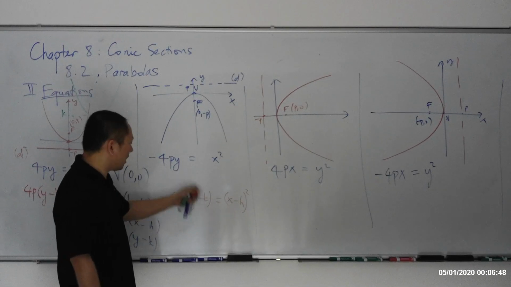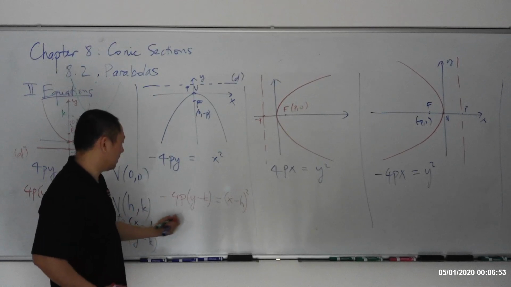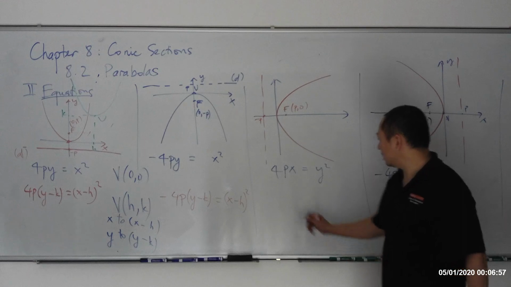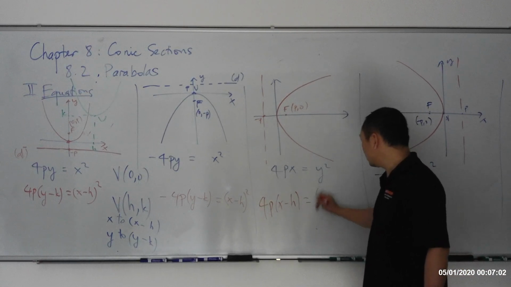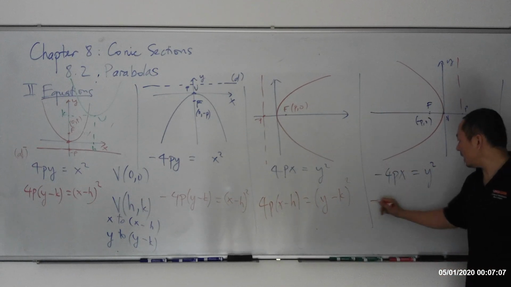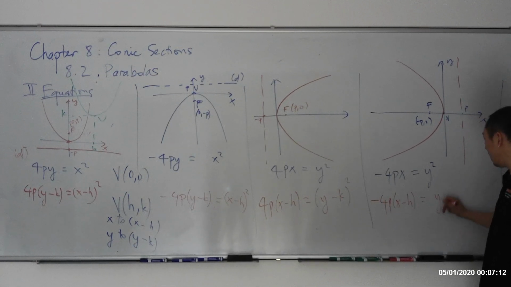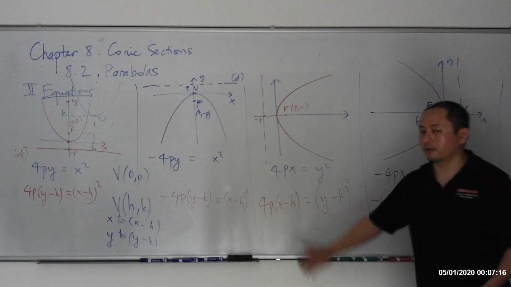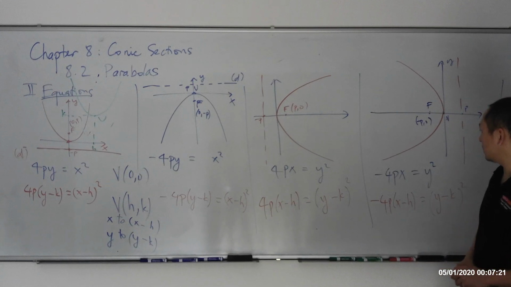If a is positive and k positive, move to the right and move up, or it could be moved down, move to the left, whatever. It depends on the value of h and k. That was the general formula. And this one is going to be 4p of x minus h equal to y minus k squared. And the last one is negative 4p x minus h equal to y minus k squared. Okay? Those are the 4 main formulas for the parabola section today.